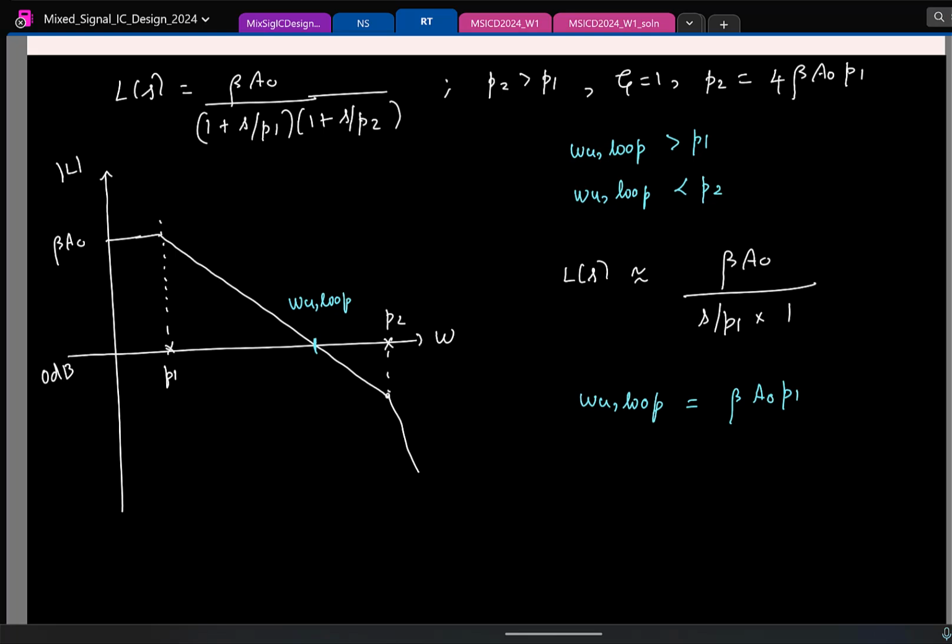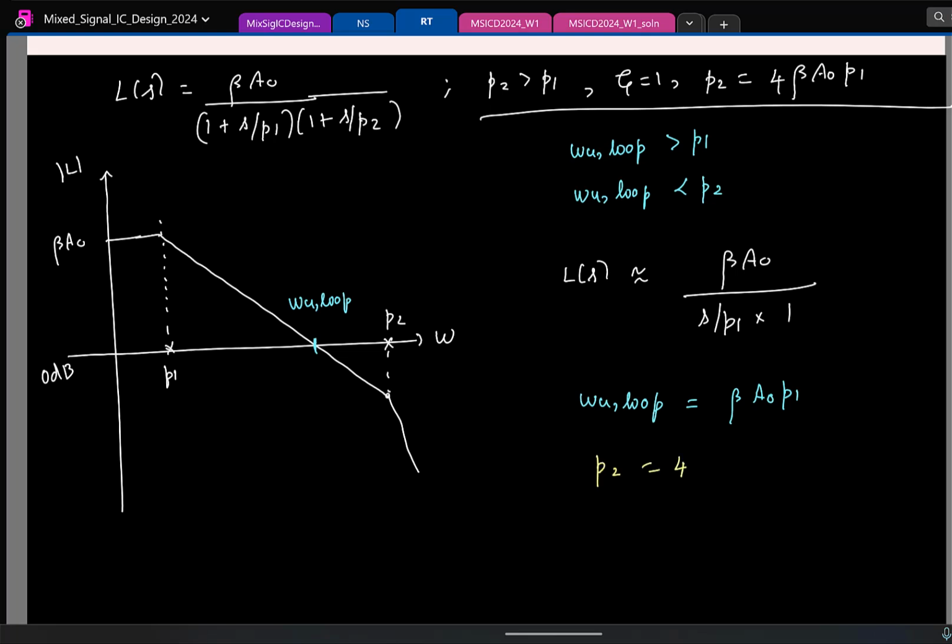No, I don't know. That's what we are trying to find, omega U loop, right? I mean, P2 is 4 times beta A naught P1. This is the condition for zeta to be 1. No, I mean this is something that we saw earlier. Now I am trying to find omega u loop, and that incidentally turns out to be this. This and this have no relation. Now we can make a relation. Tell me what is the relation now?